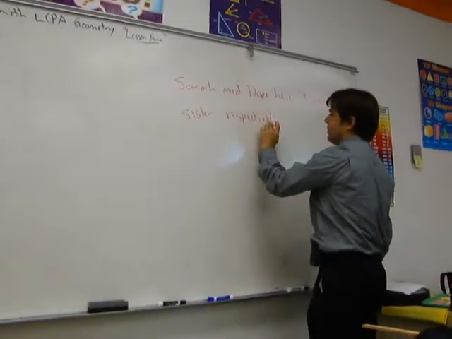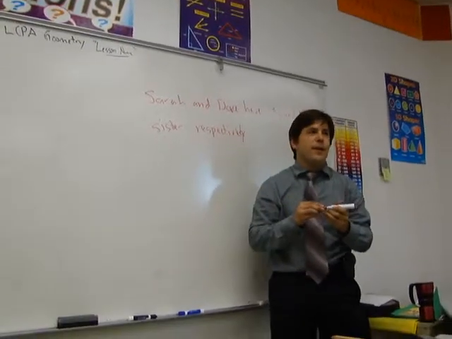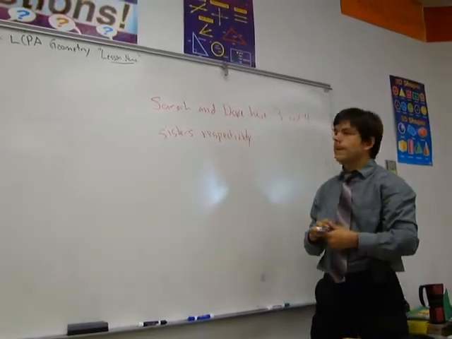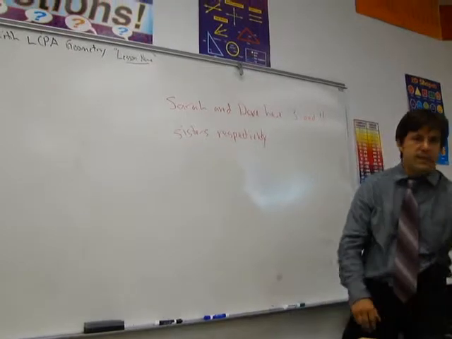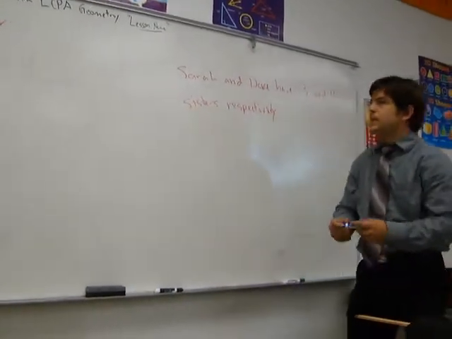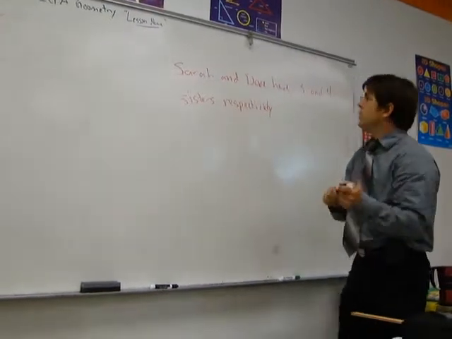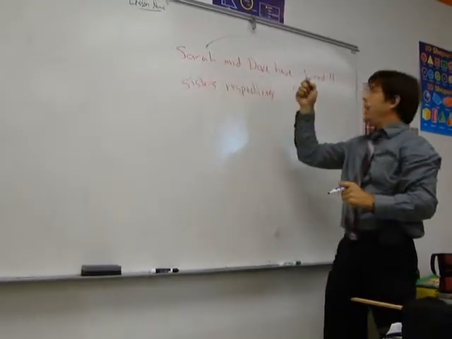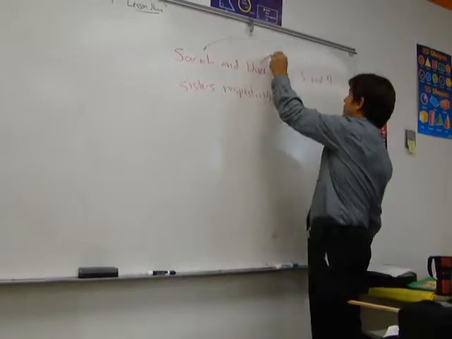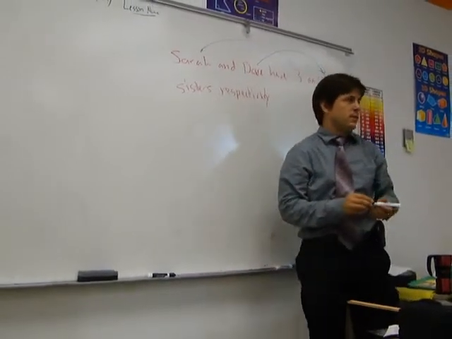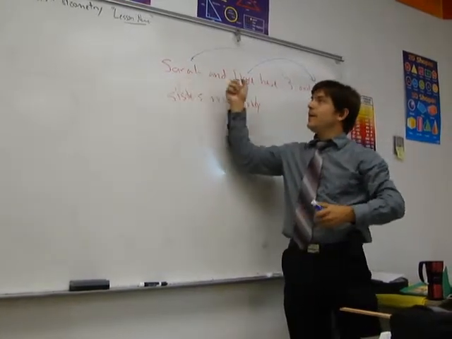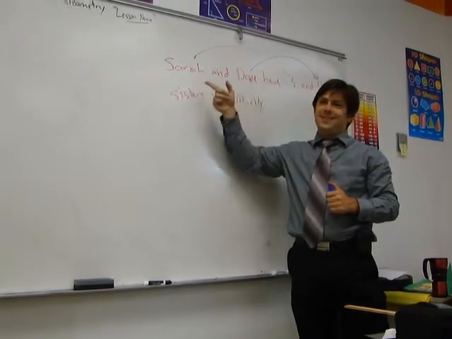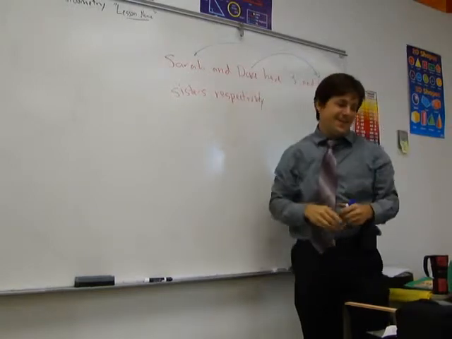Respectively. There we go. Sarah and Dave have 3 and 4 sisters respectively. Common? Nope. Good guess. It means in the order given. There we go. Sarah, being the first one, will be linked to the first term. So Sarah has 3 sisters. Dave has 4 sisters. Does everybody get that? By the way, Dave and Sarah are brother and sister. Did you get that? Why does Dave have more than Sarah? Because Sarah's a girl and Dave's a boy. Ooh, tricky. All right.